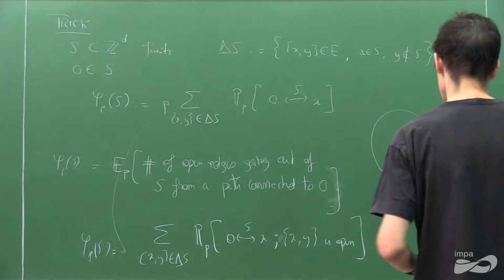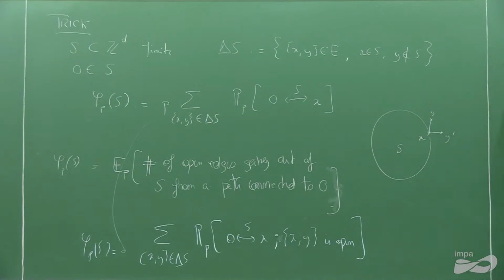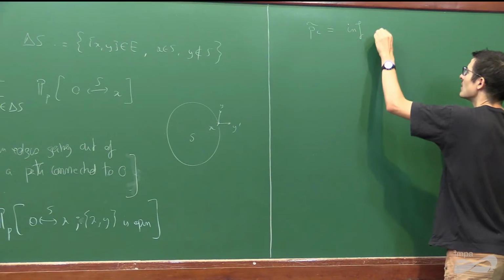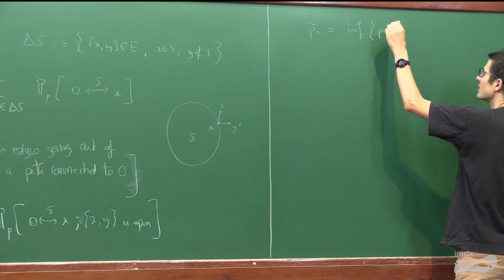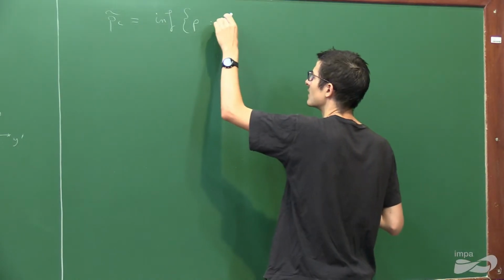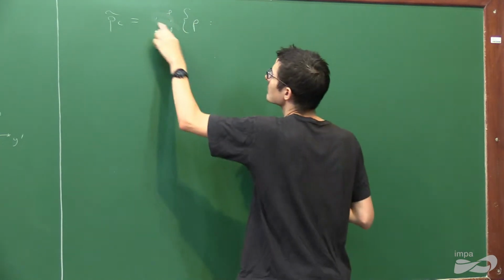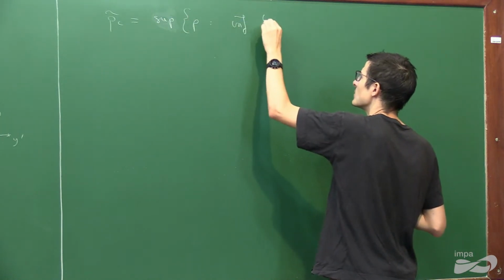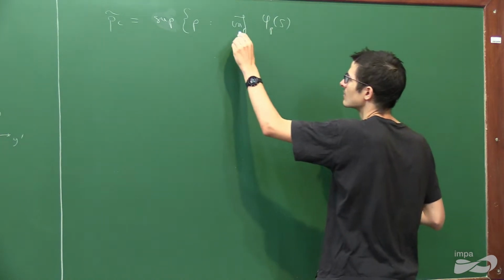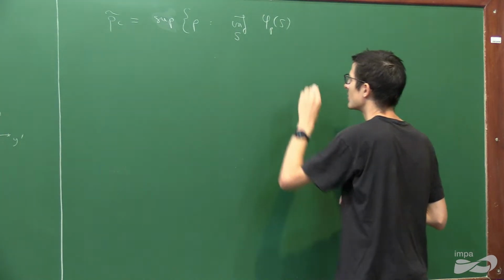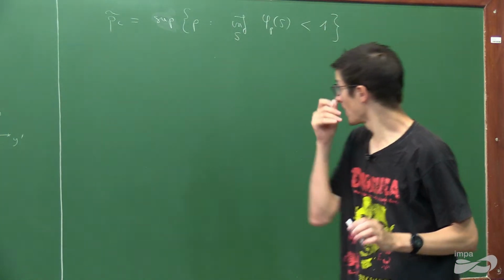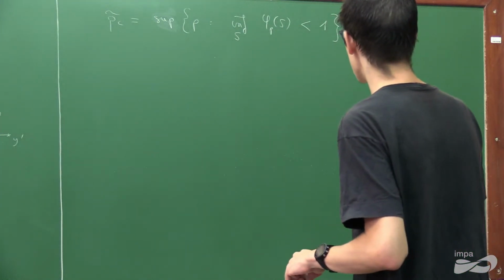So now let me define p̃_c, which is equal to the infimum of p such that, no, the supremum of the p such that the infimum over S of φ_p(S) is smaller than 1.